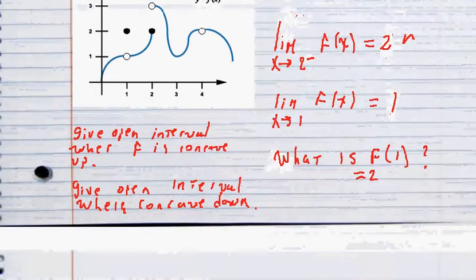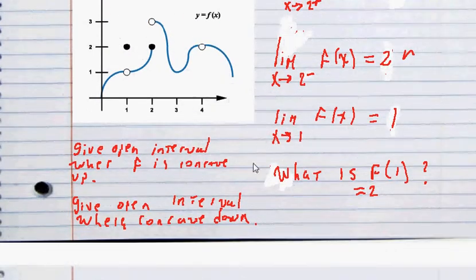Alright, so the next thing that I want to do is find an open interval in this function where f is concave up. Well, if I look, let's say, at this interval here, an open interval, then f is going to be concave up. Why is it concave up?